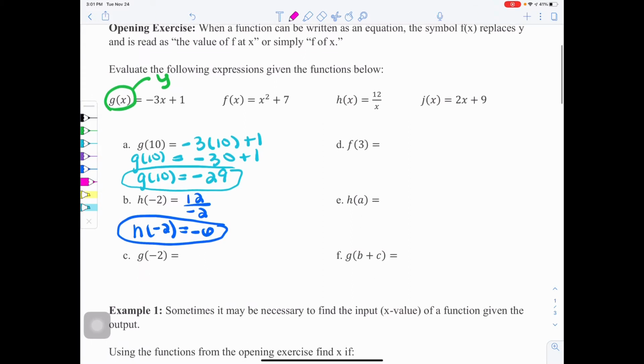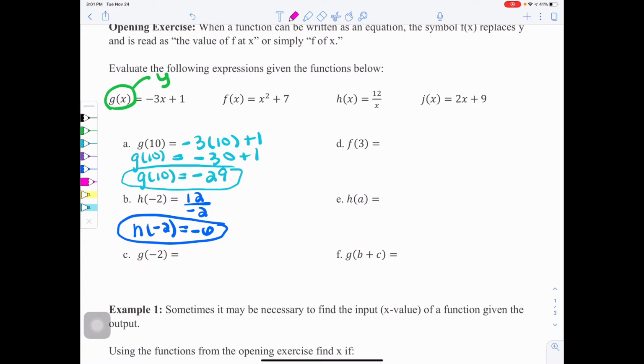In part C, g of -2. I'm again going to go back to my g of x function, which was -3x plus 1. I'm going to put -2 in x's spot. So g of -2 is 6 plus 1, which means g of -2 is equal to 7.